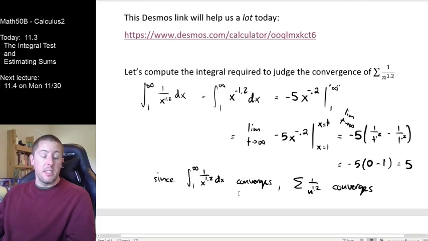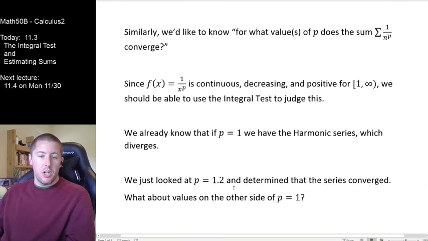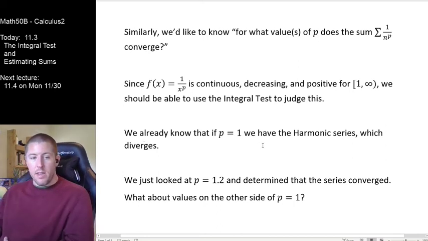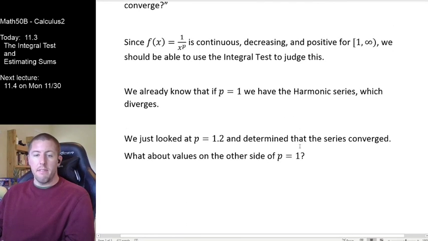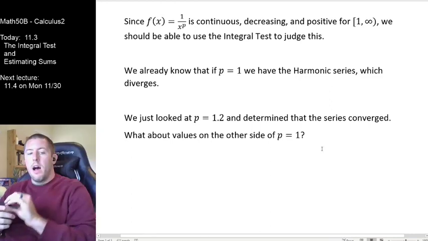We saw that the integral gave 5, and therefore the series that it's associated with should converge. So I am already sure that p being 1.2 caused convergence. I'm sure that p equals 1 caused divergence, right? So what we're trying to judge here is, out of all the p-values that we could pick, which of the ones cause convergence? Which of the ones cause divergence? So let's check out some other values.